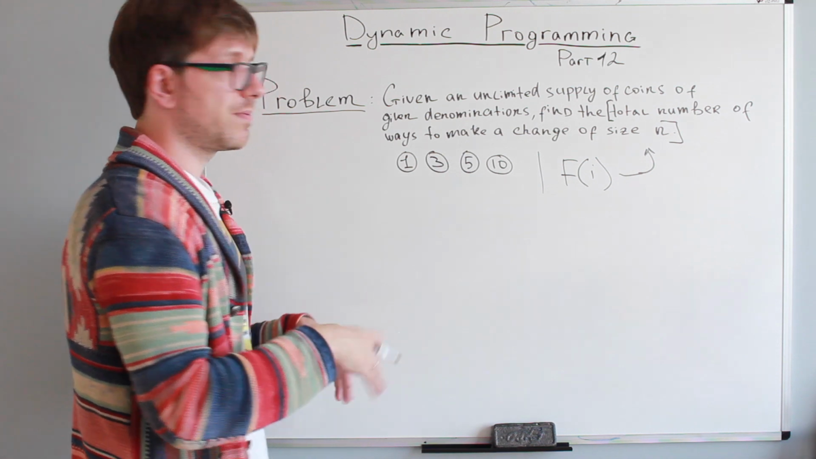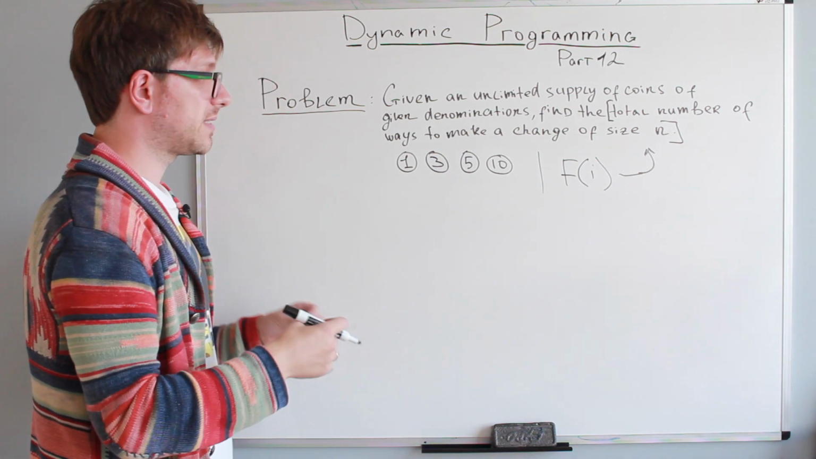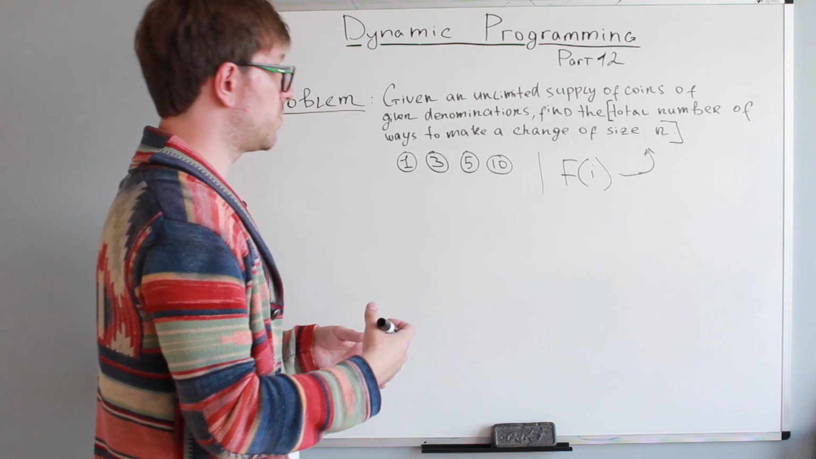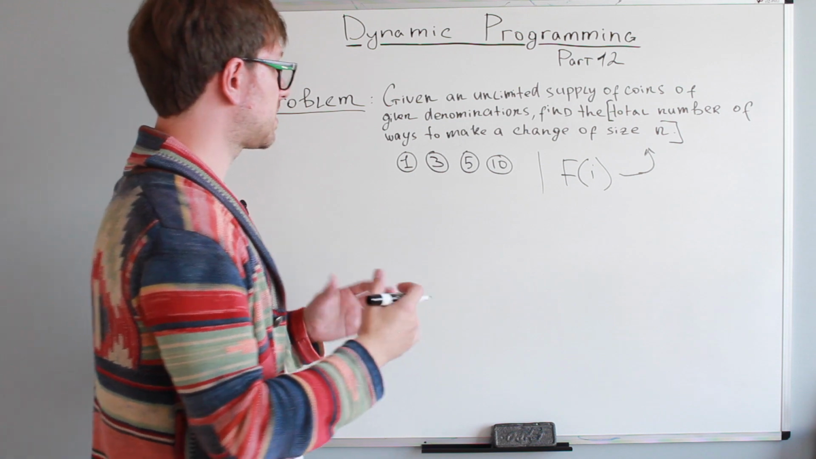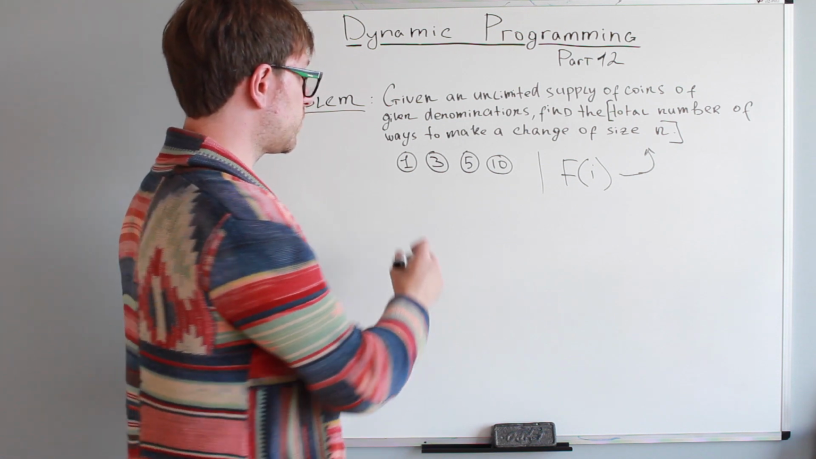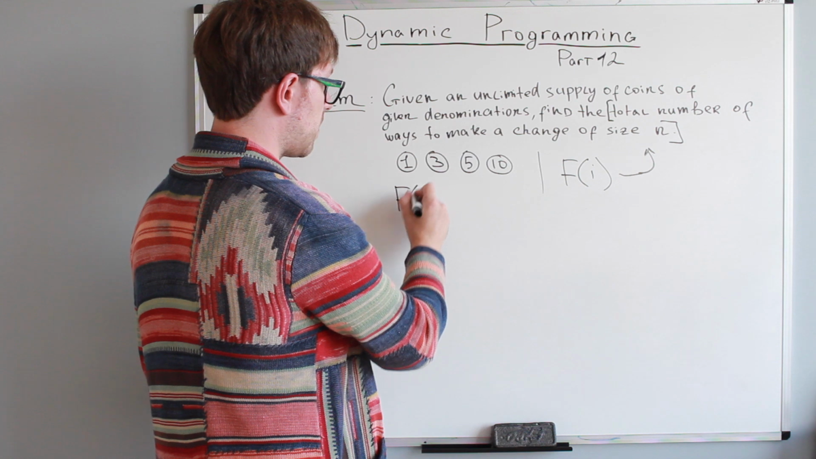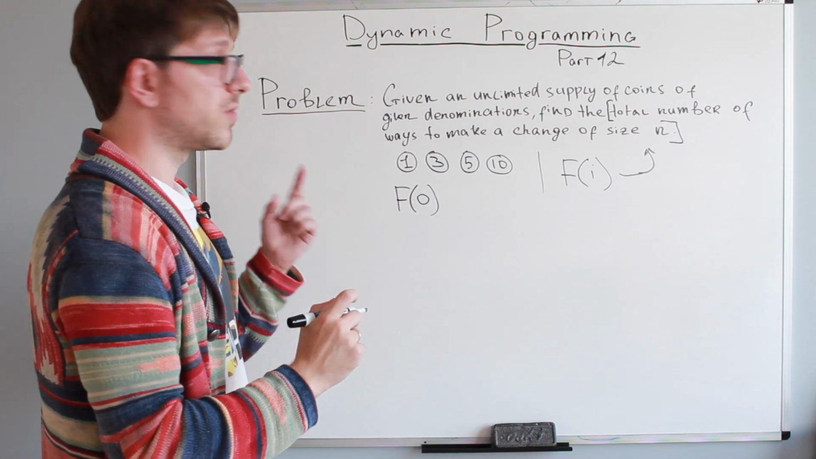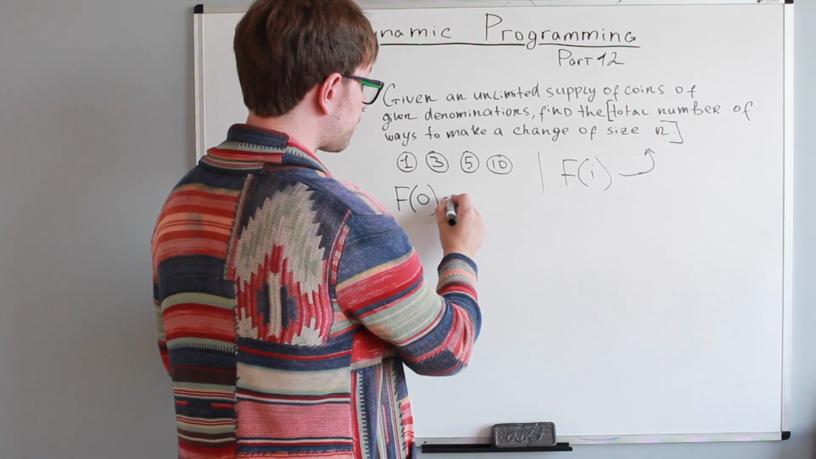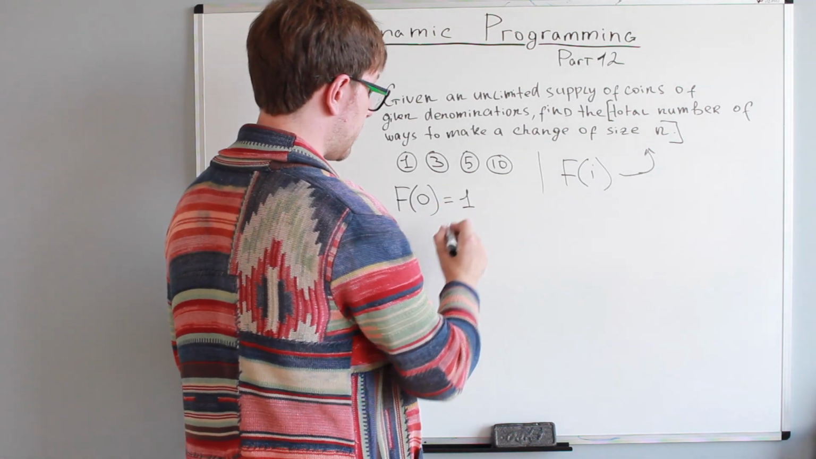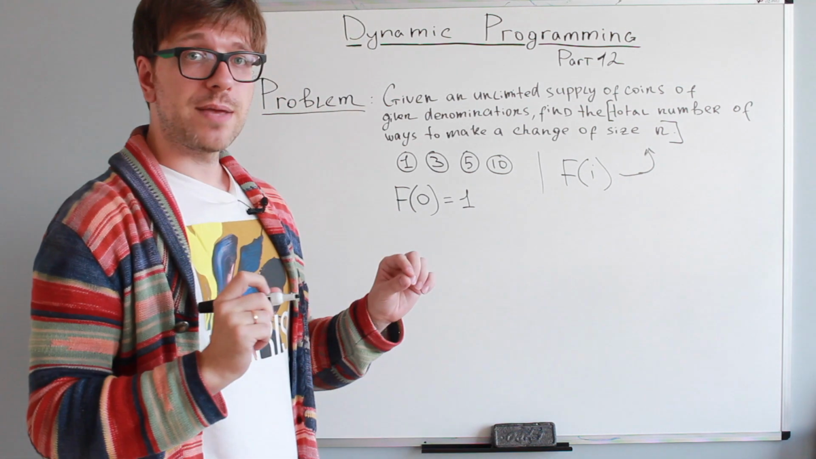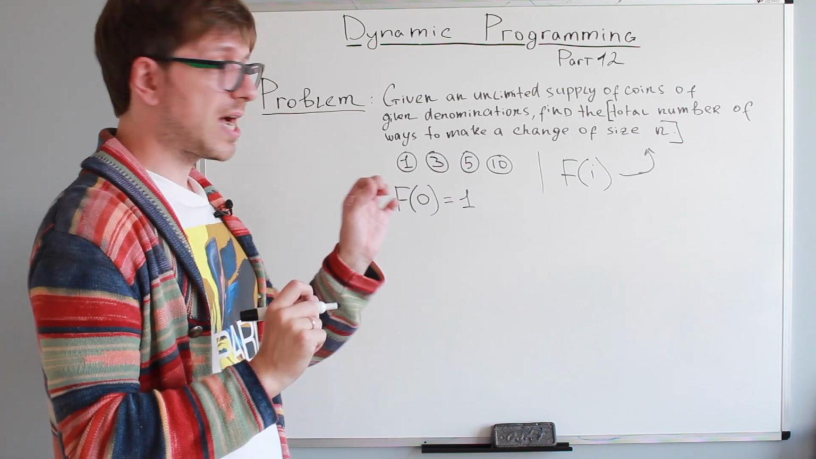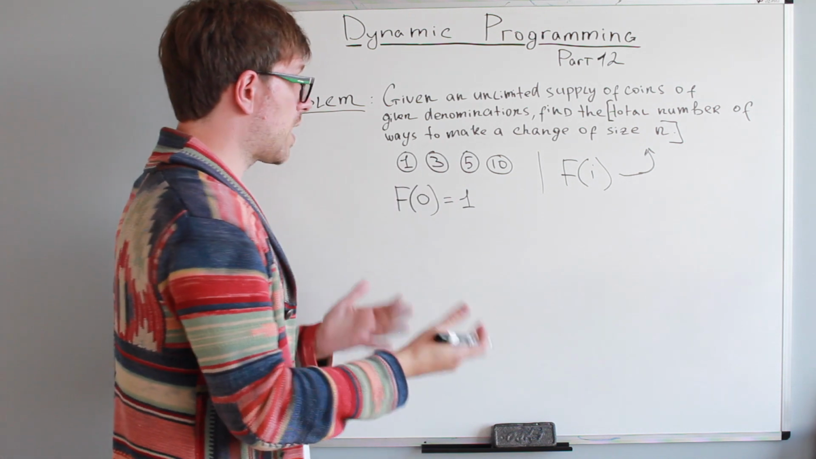The second step, we need to identify base cases. And when we identify base cases, we want to solve the problem without a computer. We want to solve the simplest possible subproblems. And in our case, we can solve the problem for f of 0. How many ways to make a change of size 0? There is just one way. Why? Think about it. The reason is because we have to take each coin 0 times, right? And that is one way.